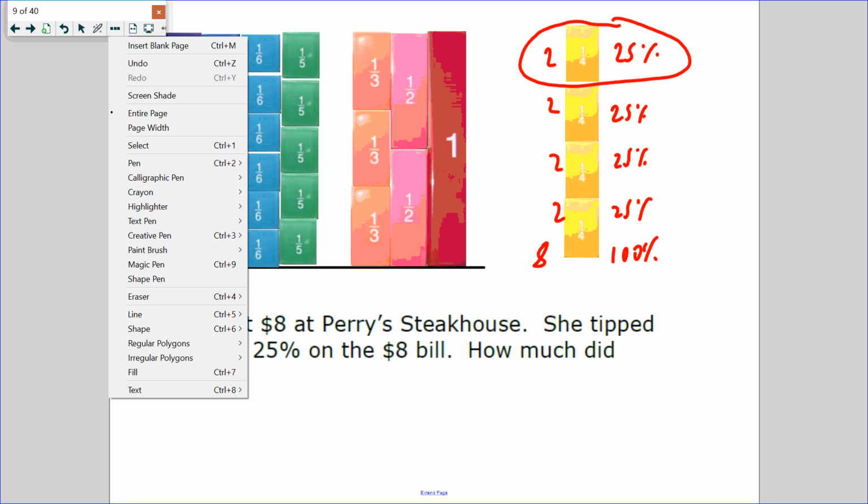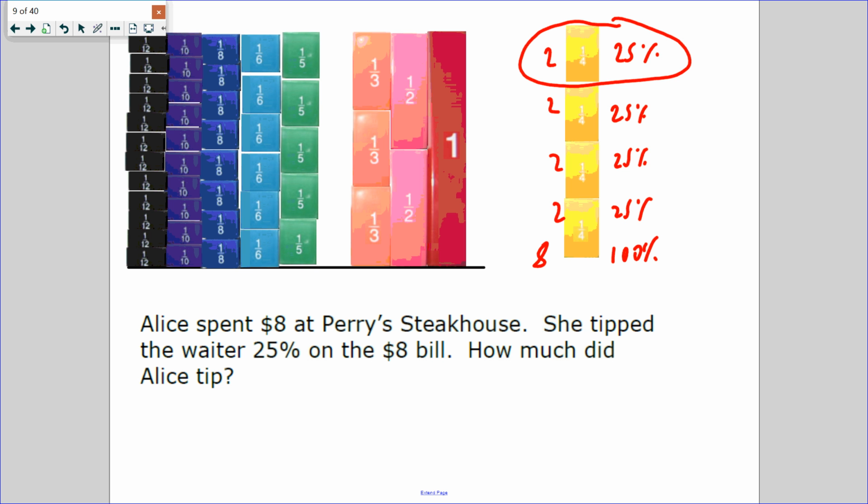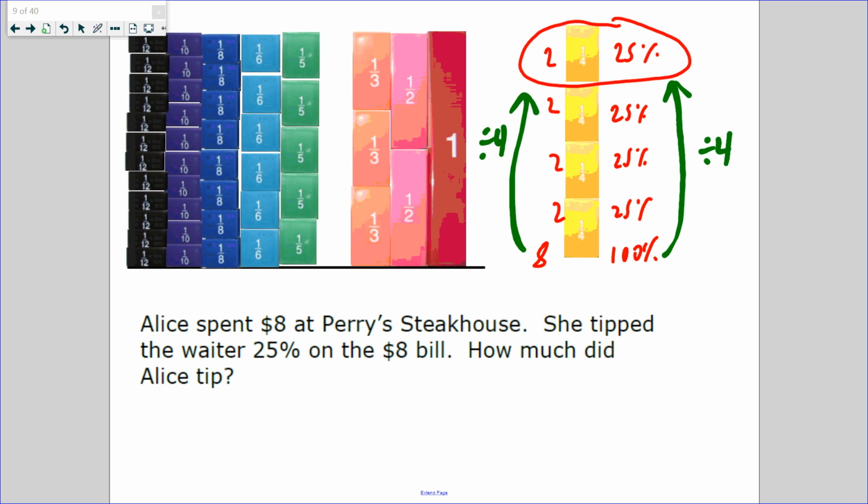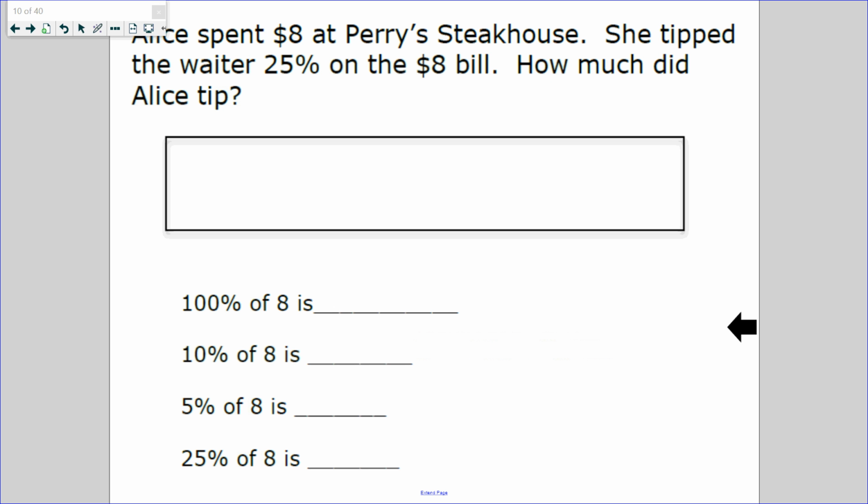Some people may solve it this way. How do you break down 100% to 25%? The relationship is divide by 4. 8 divided by 4 is $2. So let's look at this one. 100% of 8 is 8.